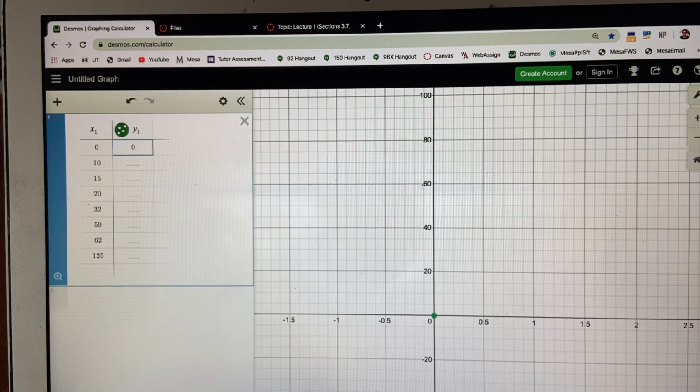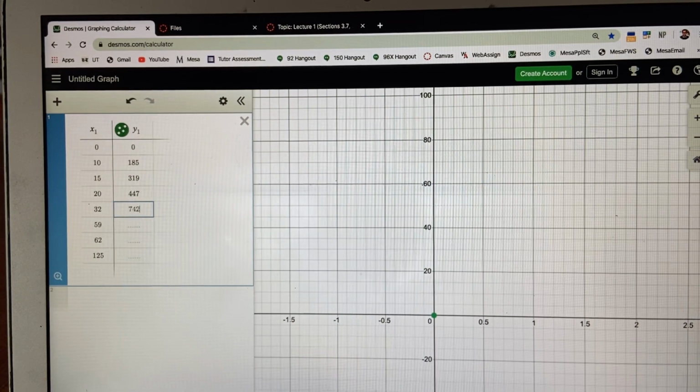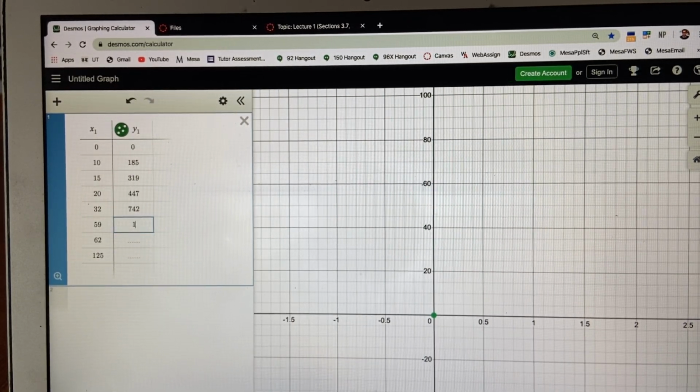And then here I'll have all those velocities that are given. So 0, naturally, it's sitting on the ground at time 0. 185 after 10 seconds, and that's feet per second. So 319 after 15 seconds, and so on. 447, 742, 1325, 45.